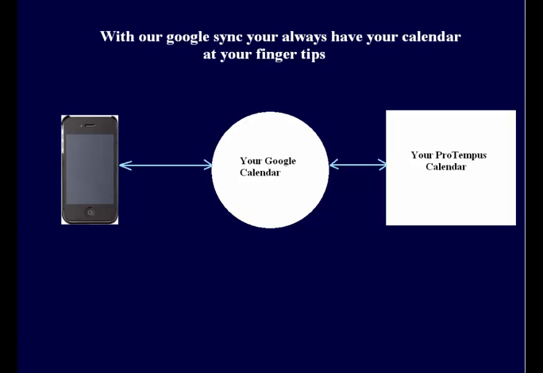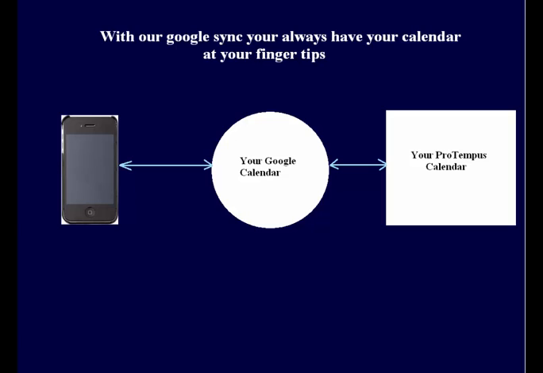There are several ways to schedule events if you are out of the office. You can create an event on your smartphone's calendar. If your phone is synchronized with either your Outlook calendar or your Google Calendar, which in turn is synchronized to your ProTempus calendar, your events will be on your ProTempus calendar when you return to your office.